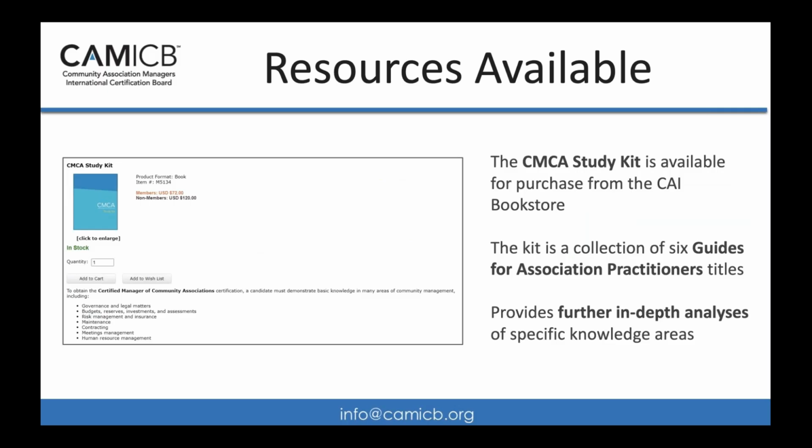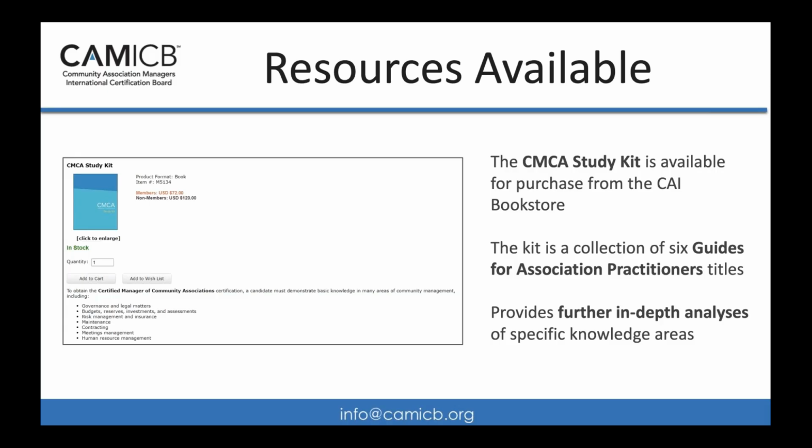Next, we have the CMCA Study Kit, and this is going to be one of those 2 study materials that we have available for purchase, and it can be purchased from the CAI bookstore. The link on the exam preparation webpage will take you right to the bookstore. This kit contains 6 titles that focus on governance and legal matters, budgets, reserve investments and assessments, risk management and insurance, maintenance, contracting, meetings management, and human resource management.